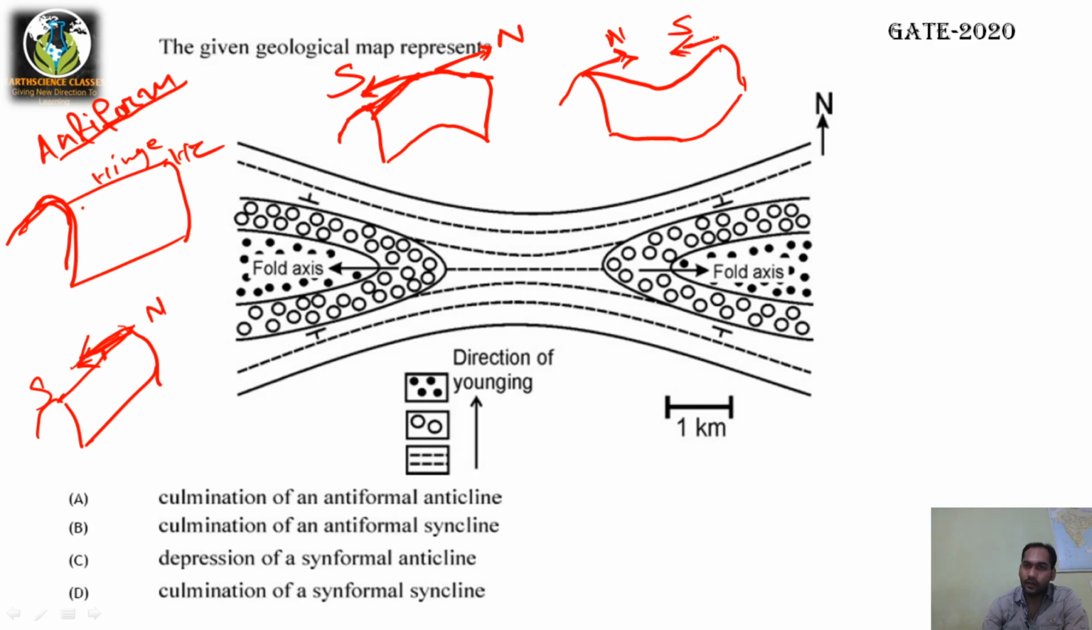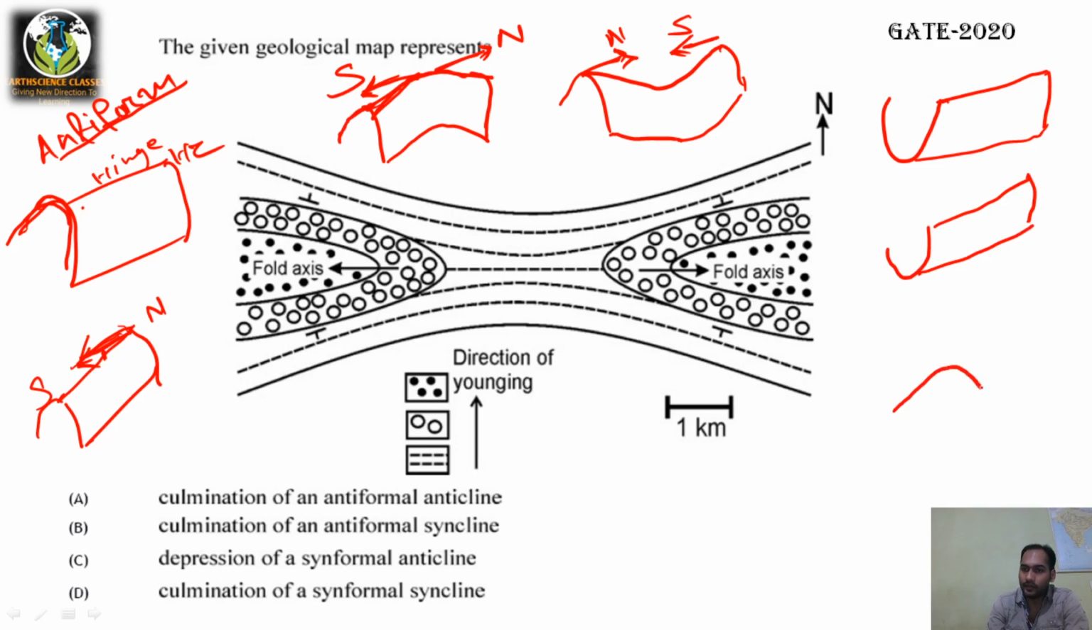Okay. Similarly, for synform also you can do. This is a synform. Now the hinge is horizontal here. If I plunge it in a single direction, now it is plunging in a single direction. If we plunge it in double direction, it will be like this.